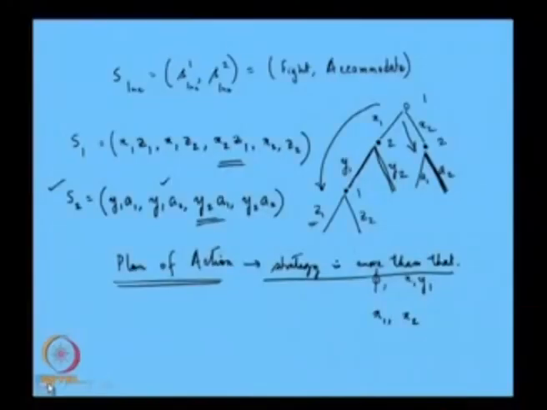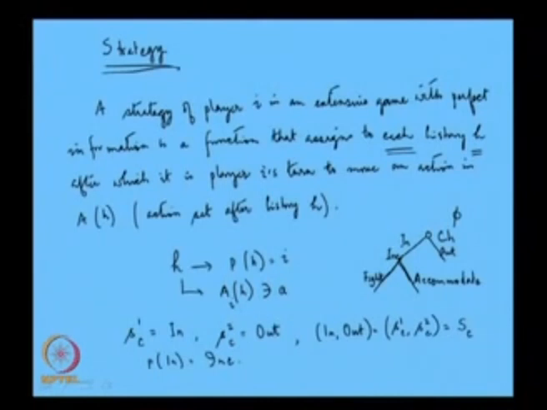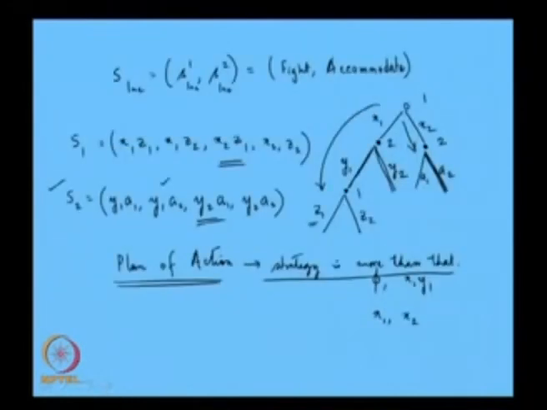But still, I have to mention z1 or z2, because going by the definition, what is the definition? It is a function that assigns to each history h, after which it is player i's turn to move, an action in h. So it does not matter if the history x1, y1 happens or not, and in fact, it is going to be ruled out if the action is x2. It is immaterial whether the x1, y1 history materializes. Player 1 has to mention what his action is going to be if x1, y1 is the history. So this kind of strategy is entirely valid.